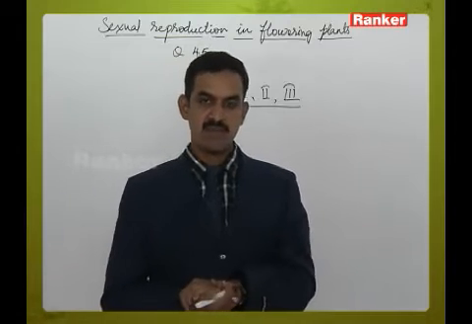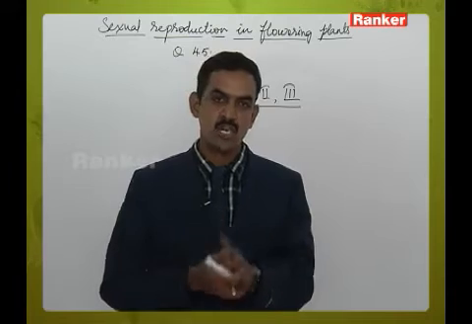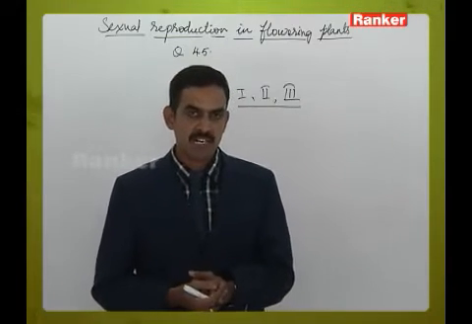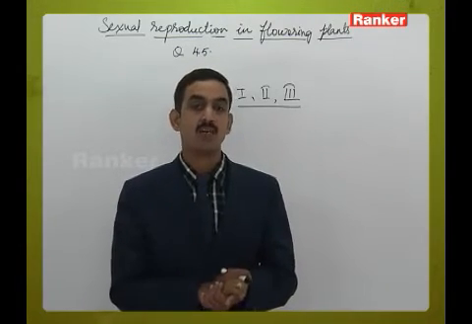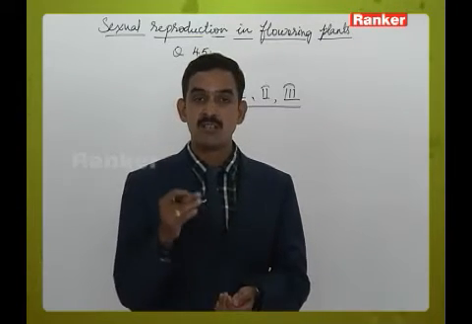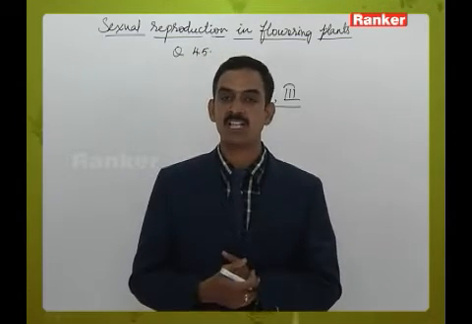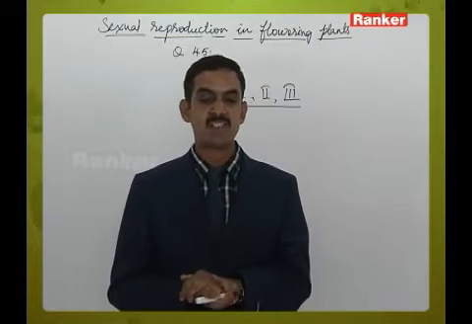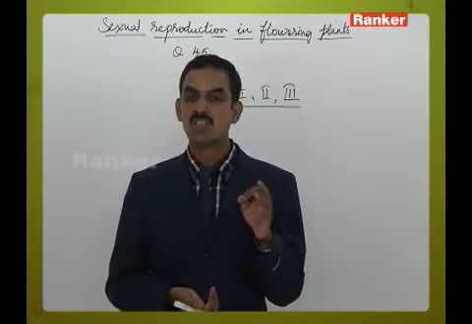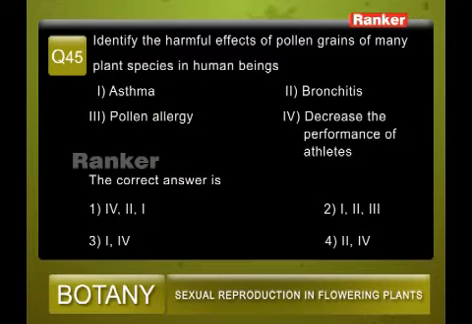And when it comes to a useful effect, there are some plants in which the pollen grains are providing high energy also. That is the reason why in some countries the pollen grains are used in making medicines, or they are available in the form of syrup or tablets, which are useful for athletes, which will increase the energy or efficiency of the athletes and also of horses. So in the fourth option, decrease the performance of athletes is a wrong statement. So 4 is wrong. In the question they are asking about the harmful effects, so 1, 2 and 3 are correct. Question number 45, correct answer is 2.